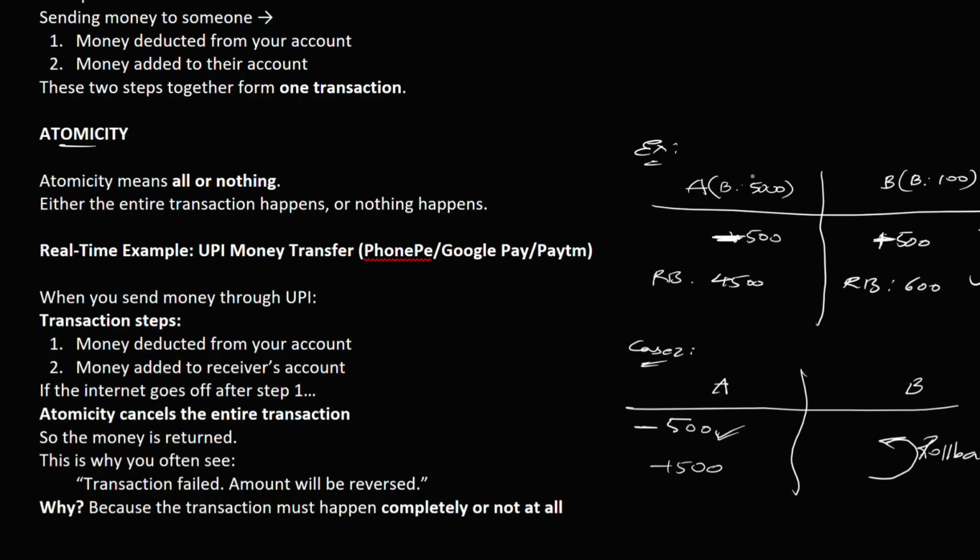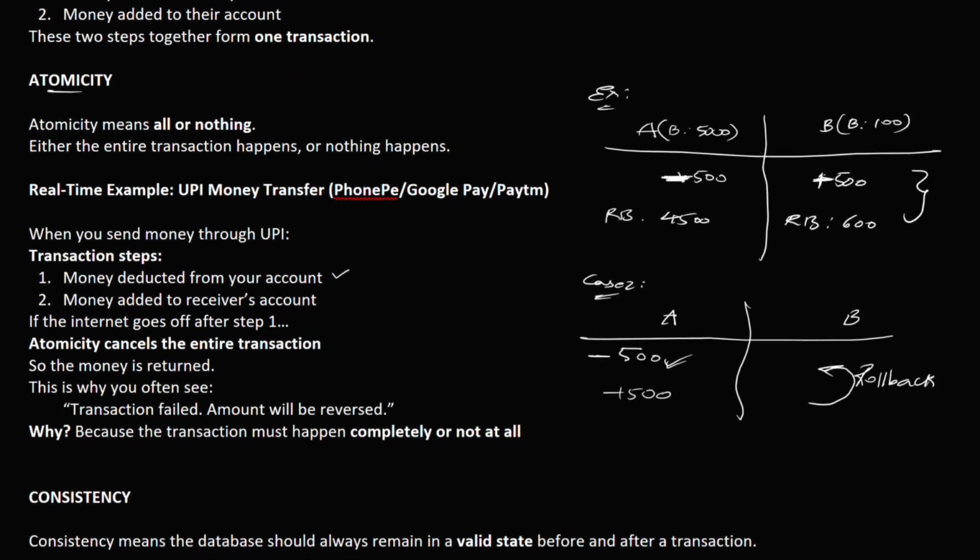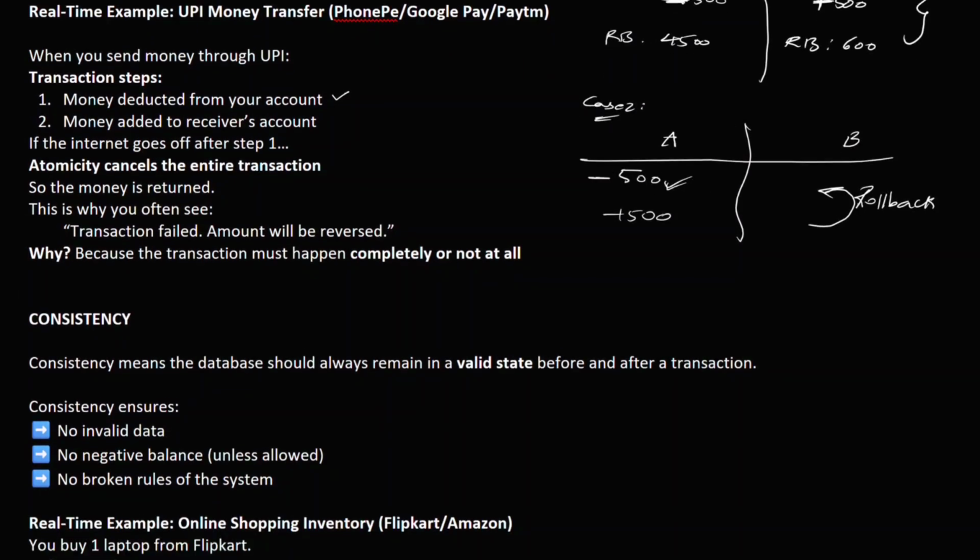So in case 1, the transaction is successful. In case 2, one transaction step will fail, so it will undo it. That undo process is known as rollback. As stated here, either the entire transaction happens, or if that transaction is not happening, then nothing will happen. So this is atomicity. Here we'll discuss consistency.